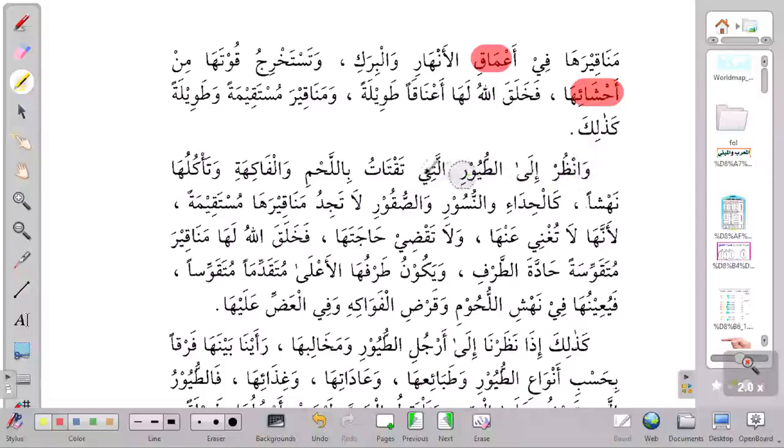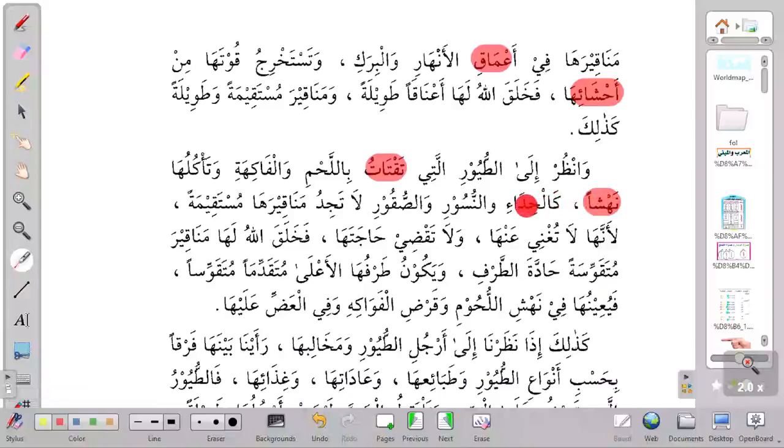وَانْظُرْ إِلَى الطُّيُورِ الَّتِي تَقْتَاتُ بِاللَّحْمِ, and look at the birds that obtain their sustenance from meat. They feed on meat. اقتات يقتات, it means to obtain sustenance. وَالْفَوَاكِهِ, and from fruits, birds that feed on meat and fruits. وَتَأْكُلَهَا نَحْشًا, and they eat it by tearing it up. Nahasha is to tear up something, to bite and tear up. Nahshan here is a hal, the condition in which the verb is done. وَتَأْكُلُهَا نَحْشًا, and they feed on it by tearing it up.